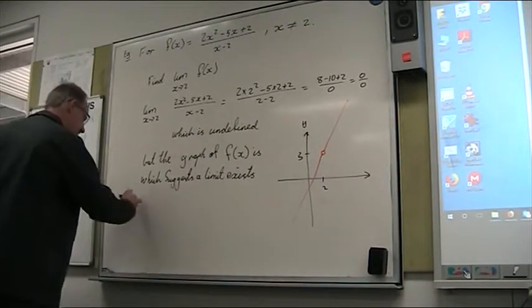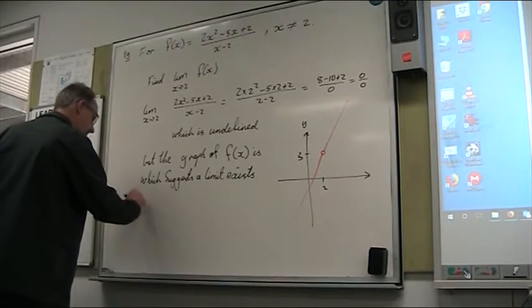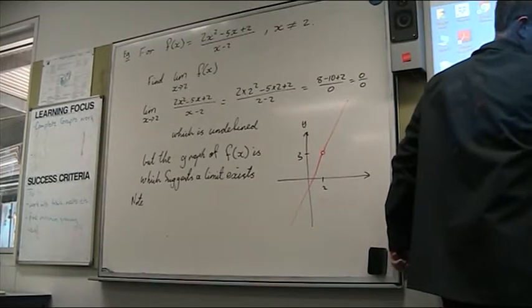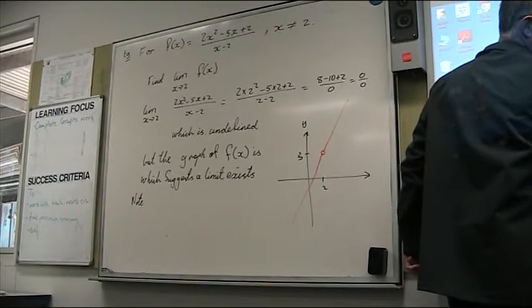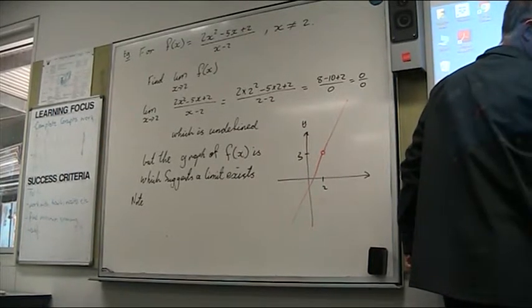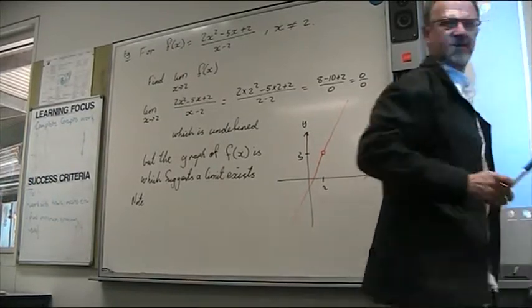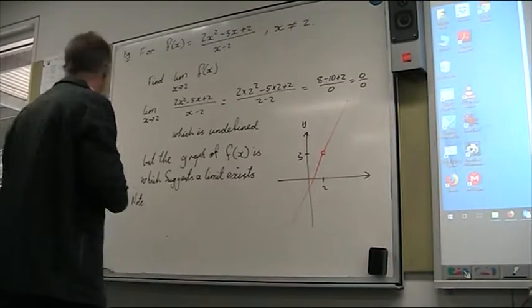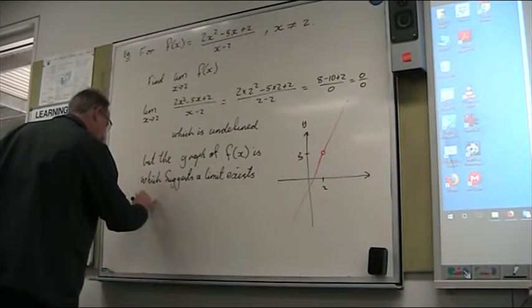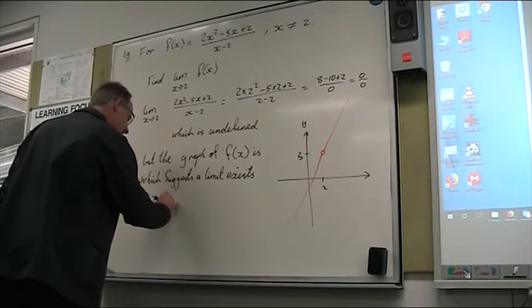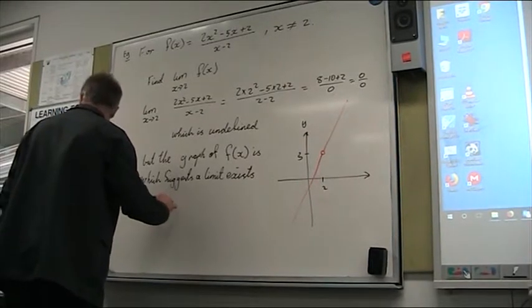Wait, how do you know it's 3? Well, when I'm looking at the graph here at x equals 2, it looks like as we head there from above, it's heading towards 3, and if we come up from below, it's heading towards 3. So it looks like the limit is 3, but the graph, of course, is not continuous at x equals 2.